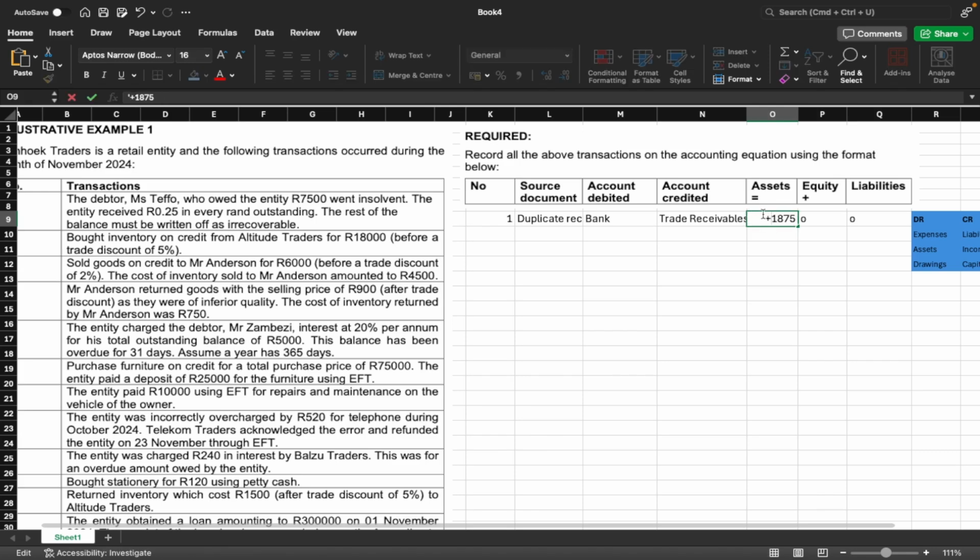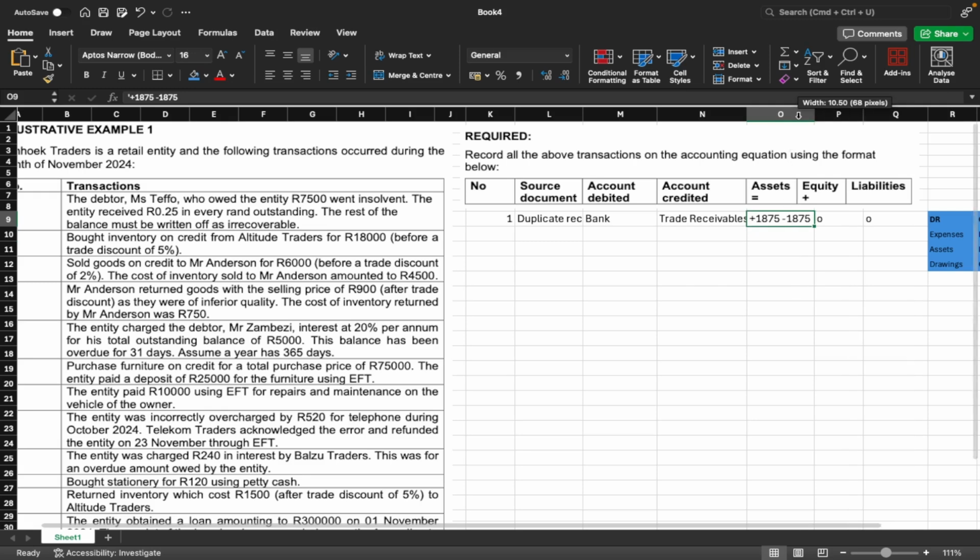Positive for the bank because I'm receiving the money, and then I put it as a negative for the trade receivables. And you can see here my accounting equation still balances, right? Because I have a plus for the bank and a negative for the trade receivables, which makes it 0 for assets, 0 for equity, and 0 for liabilities. So you can see my accounting equation still balances. Remember our accounting equation, assets equals equity plus liabilities.